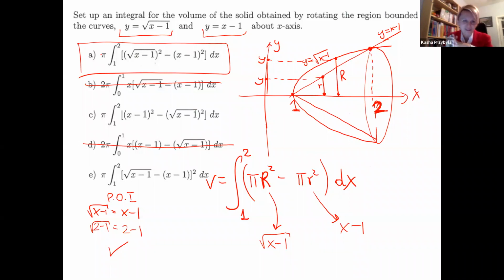Probably I will set up an integral in terms of y to make your life a little bit harder. Just because that's what we have to know, whether we integrate in terms of y or in terms of x, you will get it correct.